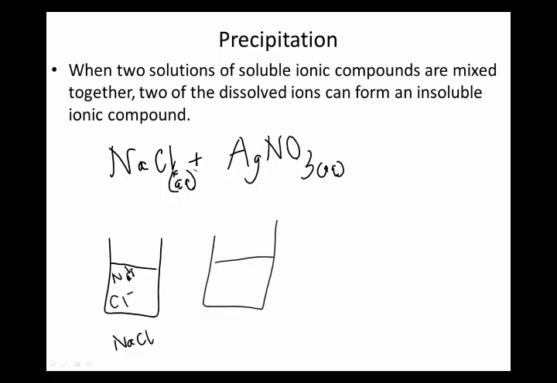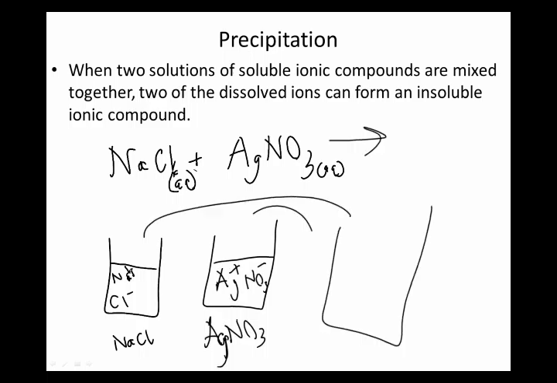Now, over here I've got silver nitrate, and because it's soluble, I've got silver ions and nitrate ions. Now what I'm going to do is mix these two together into another beaker. Now what I'm going to have is a big bunch of sodium ions, silver ions, chloride ions, and nitrate ions. Okay, so here's what happens.